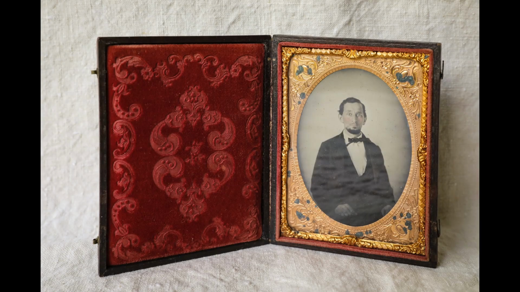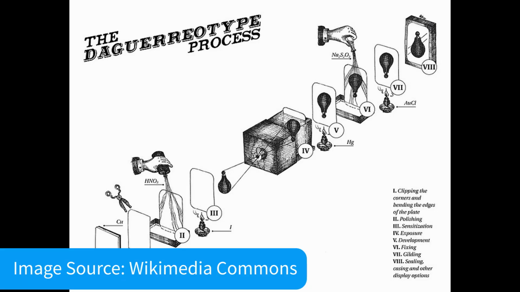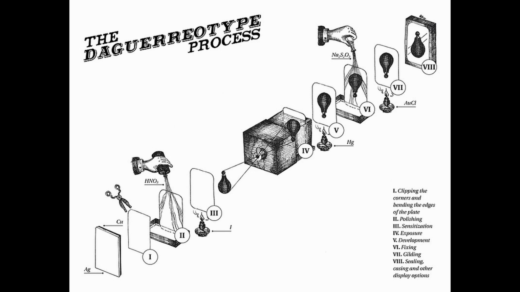This process created highly detailed images without using a negative. Instead, the images were placed on a silver-plated copper plate. The plate was polished and cleaned until it resembled a mirror. After that, the plate was sensitized with iodine in a box until the plate had a yellow look to it. Then it was moved to the camera. An image appeared on the plate once the plate was exposed to light and developed over hot mercury.